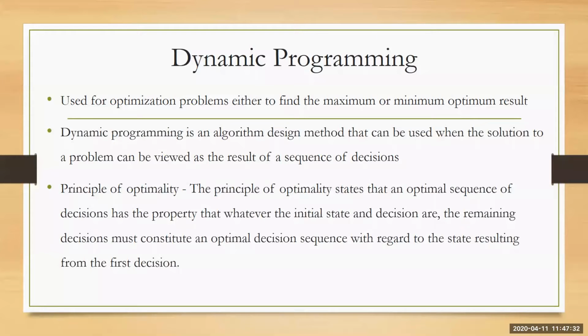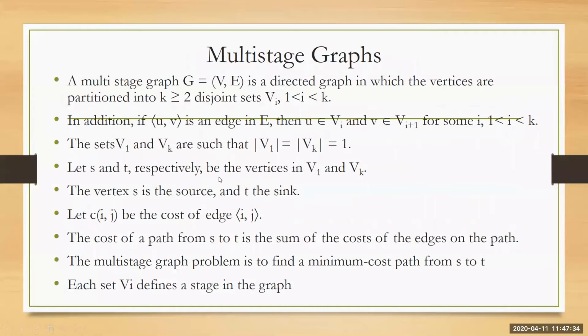So let us directly look into today's problem. We call it the multi-stage graph problem. Multi-stage graphs. So it is a problem based on graphs. Let us look at the first point. A multi-stage graph G = (V, E) is also a graph, a set of vertices and edges. It is a directed graph, so all the edges are directed.